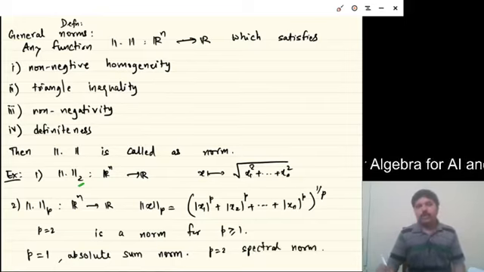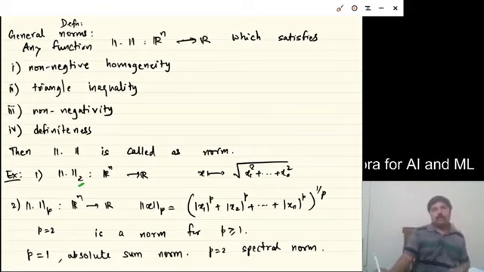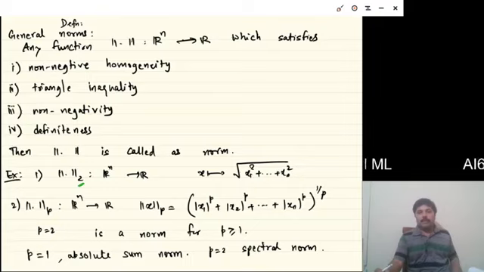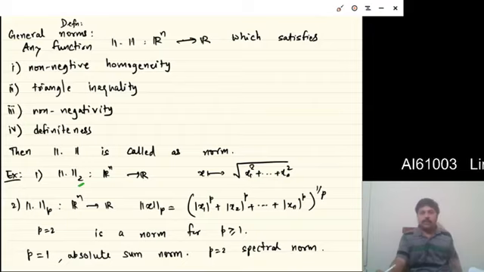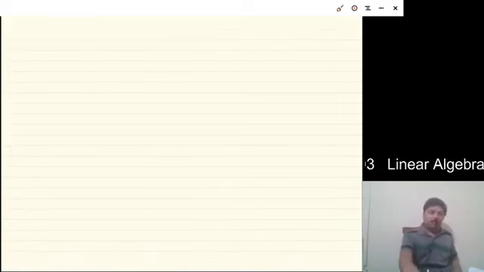The relevance of p is equal to 2 is when you consider signals as vectors, like audio signals or signals in control theory. The interpretation that you can give to this p is equal to 2 spectral norm is that of energy of a signal. That is a very useful interpretation. Many a times people want to talk in terms of energy of the signal, and that can be done through p is equal to 2 norm.